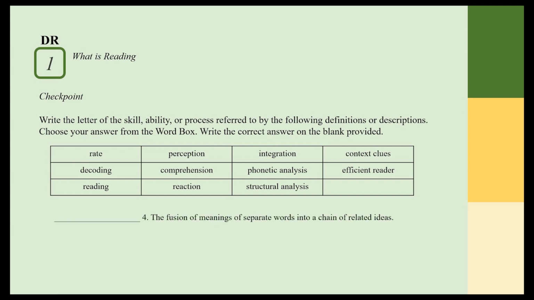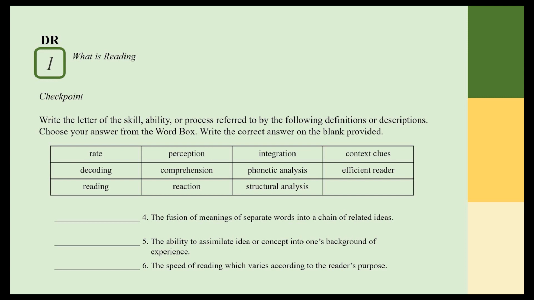For the fourth item, the fusion of meanings of separate words into a chain of related ideas. Fifth item, the ability to assimilate idea or concept into one's background of experience. For the sixth item, the speed of reading, which varies according to the reader's purpose. Again, if you need more time, you can pause this video. But if you're done, let us proceed with the seventh item.